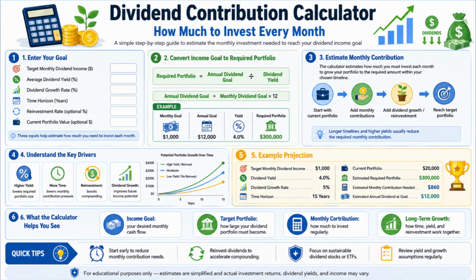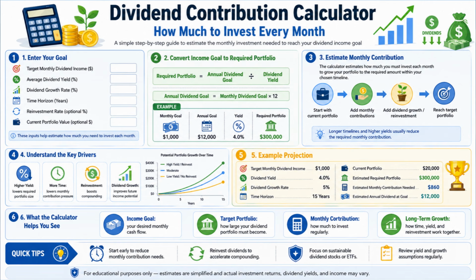Furthermore, the calculator helps you see several useful outputs. It shows your income goal, which is the monthly cash flow you want to receive. It also shows your target portfolio, which tells you how large your investment base needs to become. At the same time, it shows your estimated monthly contribution, so you know how much to invest regularly. Finally, it helps you understand long-term growth by showing how time, yield, and reinvestment can work together.